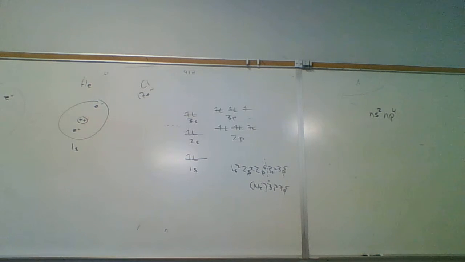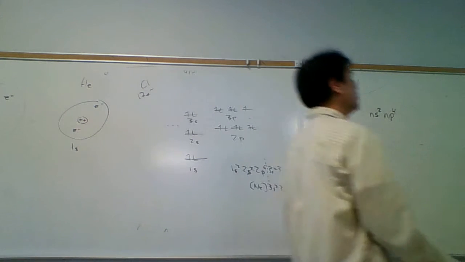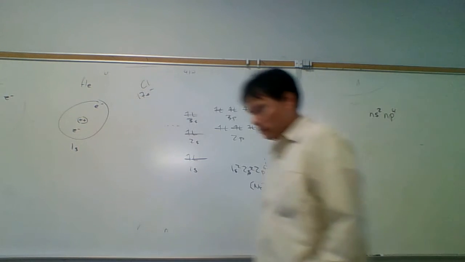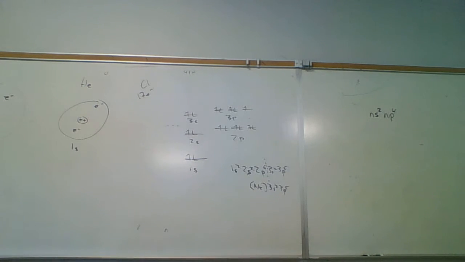So let's see what they said. They're going in order of increasing size. So just the opposite. In terms of increasing size, it goes sulfur, phosphorus, arsenic. Arsenic the biggest, sulfur the smallest.